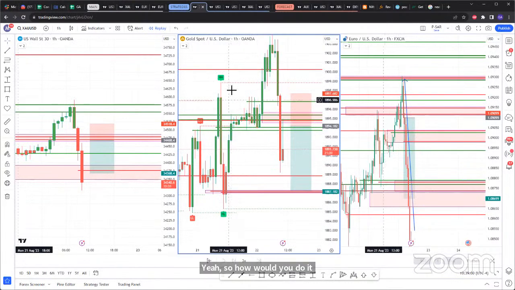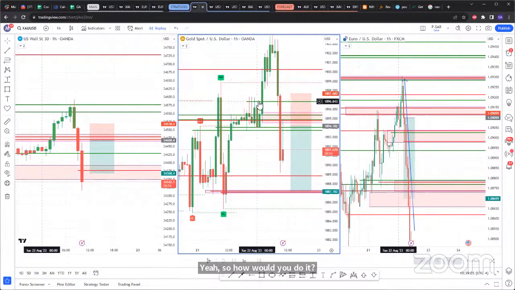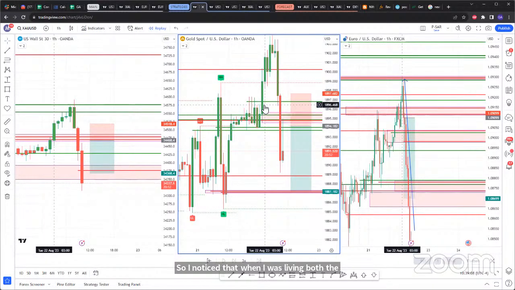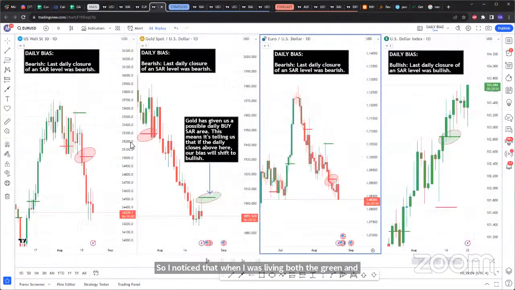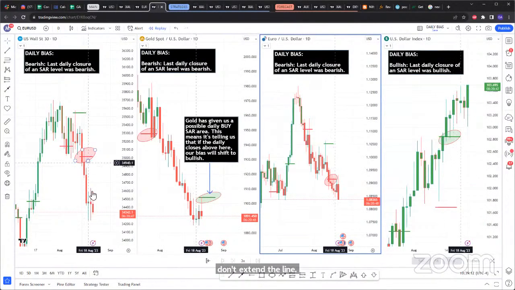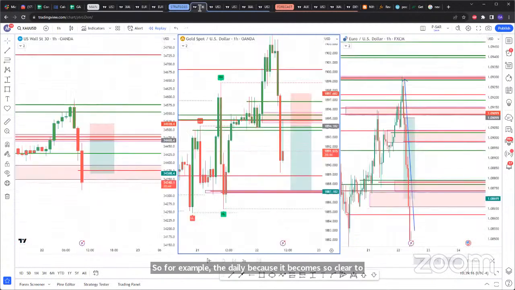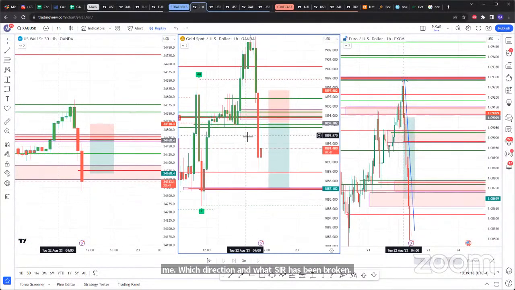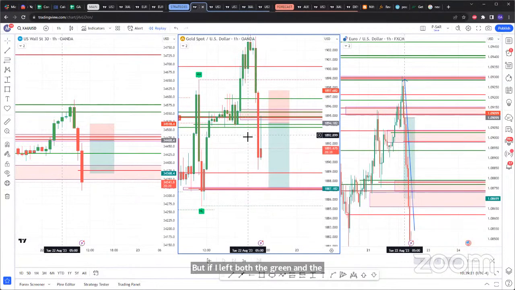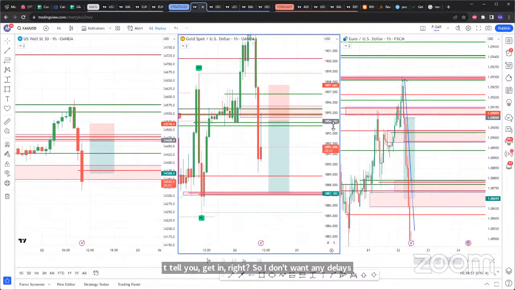So one thing I've noticed is, if I leave both the green and red, I will miss entries. The only time I don't get confused is if I don't extend the line. For example, on the daily, it becomes so clear to me what direction it's going and what SAR has been broken. But if I left both the green and the red on, especially, keep in mind these are the most important. The daily is easy. These ones are the ones that tell you to get in, right? So I don't want any delays for the lines that are telling me to get in or to get out. What I found was it confused me.